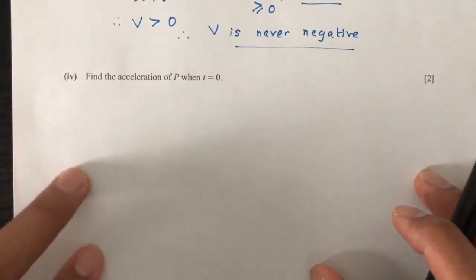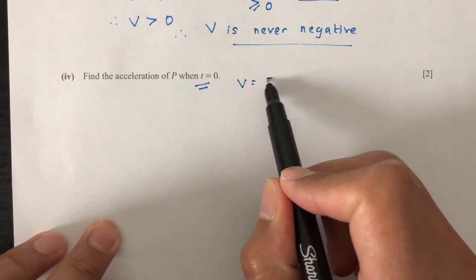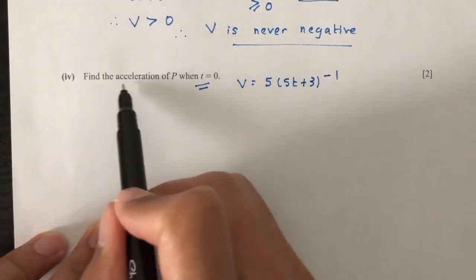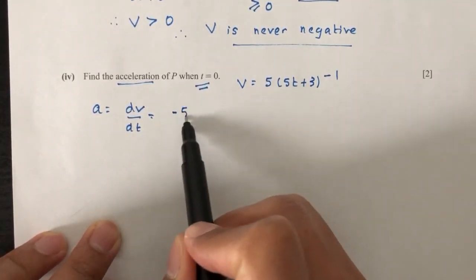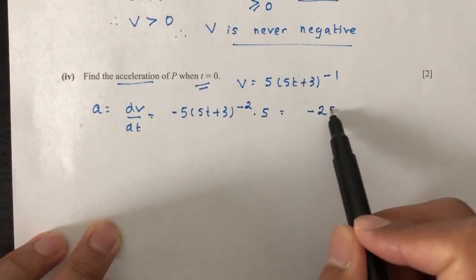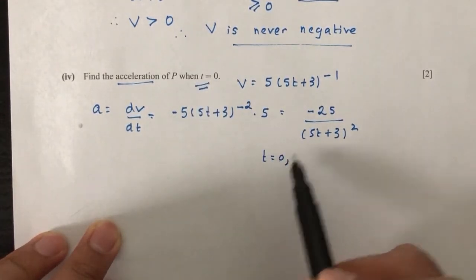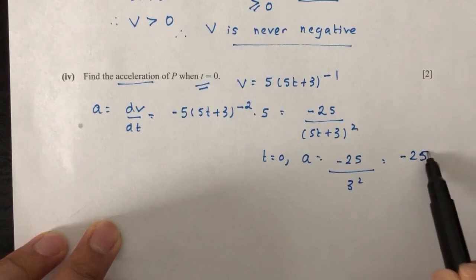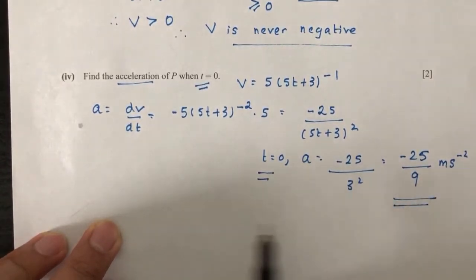So now for part 4, find the acceleration of P at time equal to 0. So we know v is equal to 5 and then 5t plus 3, which if you want to bring up, will be to the power minus 1. So how do you get acceleration? Acceleration is equal to dv by dt. So that will be minus 5 times minus 2 times 5. It becomes minus 25 divided by (5t plus 3) power 2. So we have to find when t equal to 0, what is the value of a? It will be minus 25 divided by 3 squared, minus 25 divided by 9 meter per second squared. That is the value of a when t equal to 0. And that is question number 4.